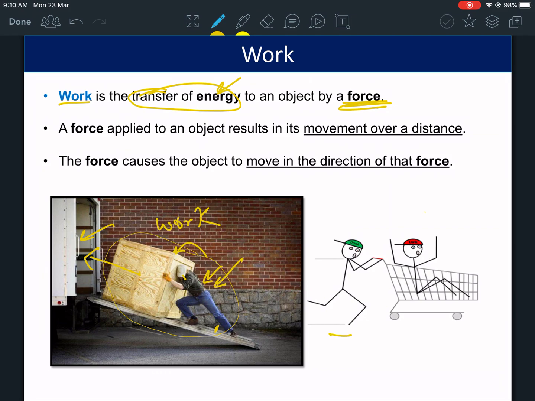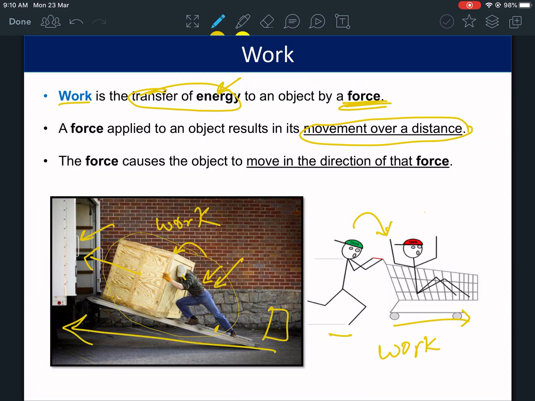Same thing here. This man over here is applying force using his energy to move this. So this is called work. A force applied to an object results in the movement of the object over a distance. So there's a distance, like, let's say this box was over here and he's putting it inside there. So the distance is this. It can be, let's say, 2 meters. So a force applied to an object results in its movement over a distance.